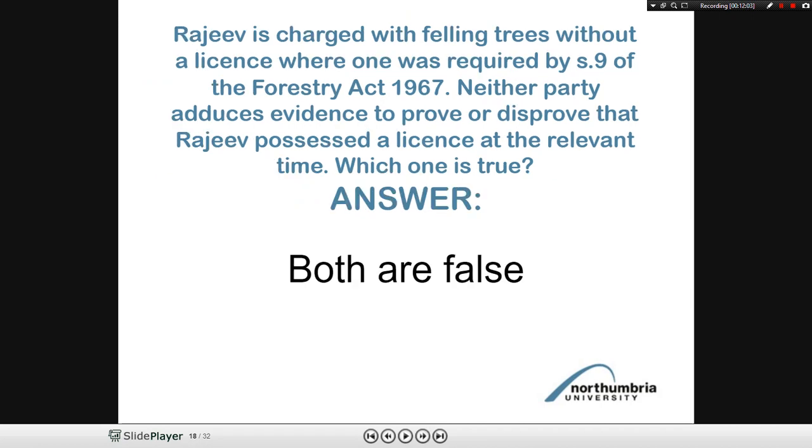So Rajeev is charged with felling trees without a license, where one was required by section 9 of the Forestry Act 1967. Neither party adduced evidence to prove or disprove that Rajeev possessed a license at the relevant time. Which one is true? And the answer is both are false.